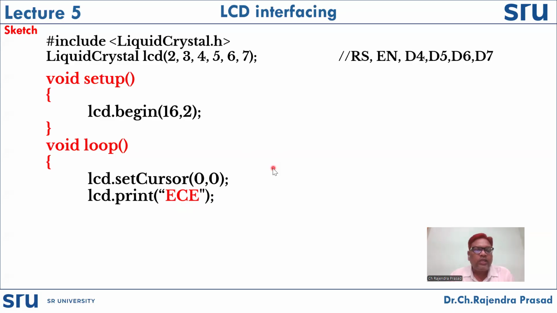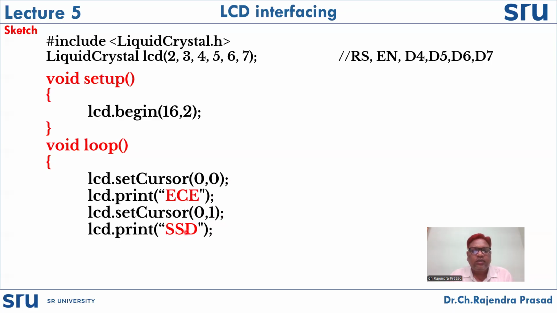And then, selecting the second line, we need to use lcd.setCursor, where I'm again using position 0 only, but the line number is 1. This is line number 0, this is line number 1. So, two lines. In the first line I am printing ECE. In the second line I am printing SSD.